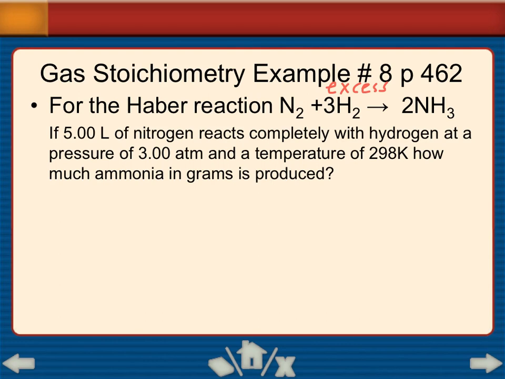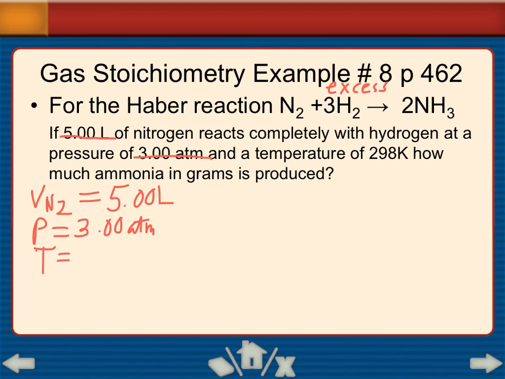Okay, back to chemistry. Let's collect our data on the side here. So volume of nitrogen is given at 5 liters. The pressure is 3 atmospheres, and the temperature is equal to 298 Kelvin. The question is ultimately how much ammonia will be made in terms of grams.